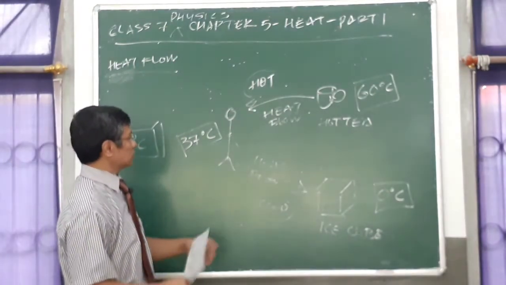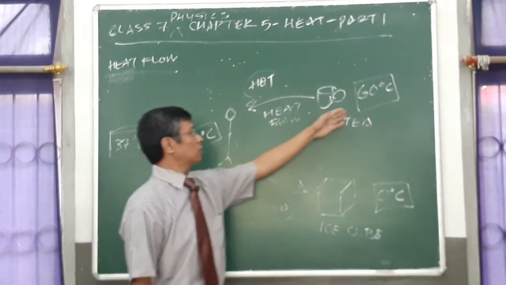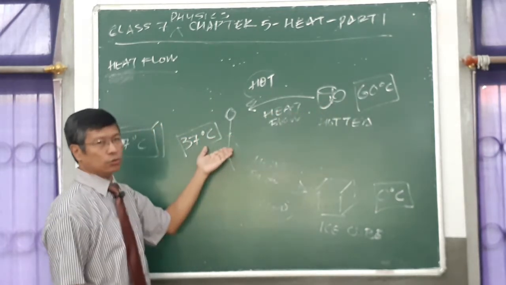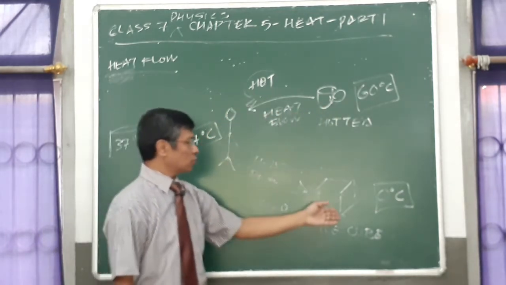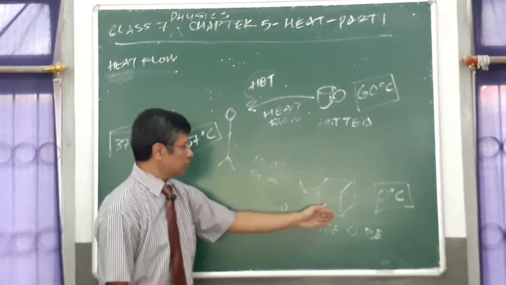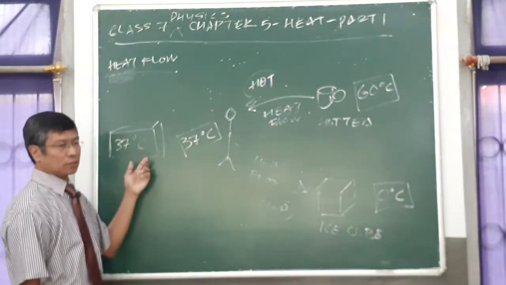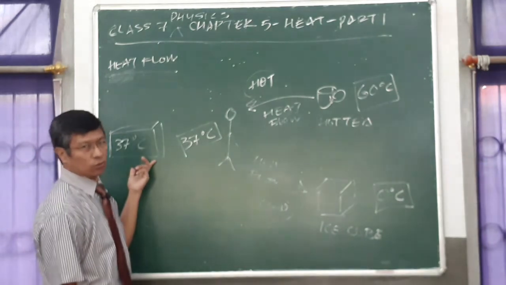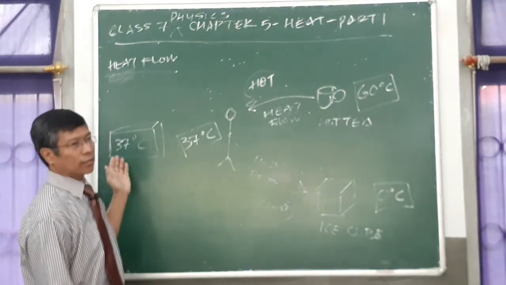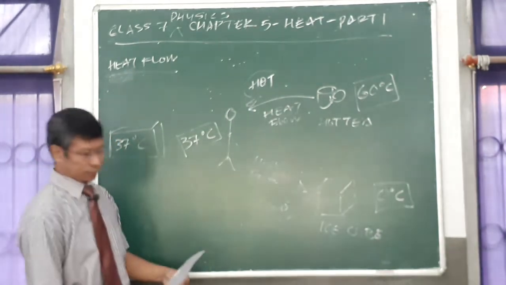So, once again, if you touch a hot object, you will feel hot because the hot object is at a higher temperature than yours. So, heat will flow into you, so you will feel hot. If you touch a cold object whose temperature is lower than you, heat will flow from your body to the cold object and you will feel cold. If you touch a body which is at the same temperature, you will feel neither hot nor cold, because there is no transfer of heat from your body, nor will heat get transferred from the body to you.